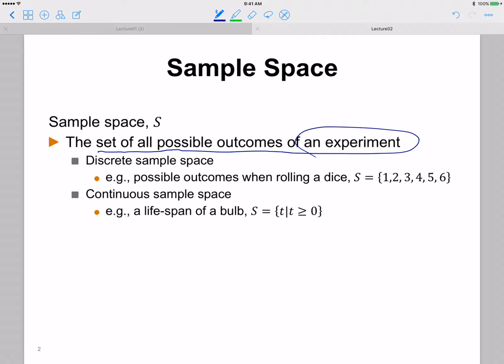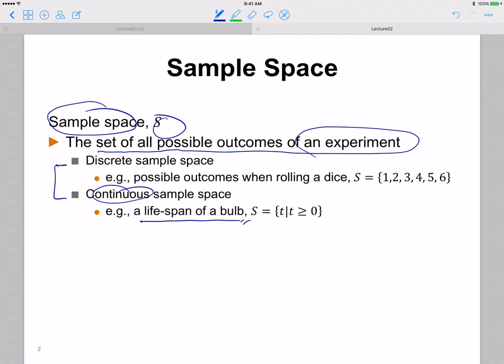So the set of all the possible values that we can observe from this random experiment is called our sample space, denoted by S. And then it can be discrete or continuous. So in this case, the lifespan of a bulb.